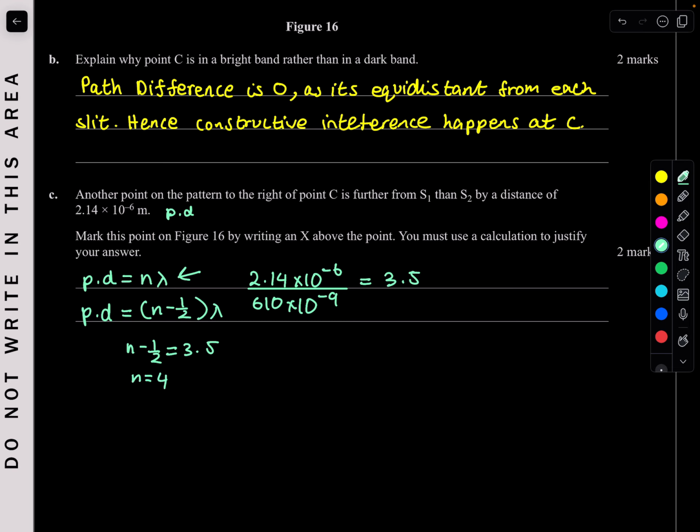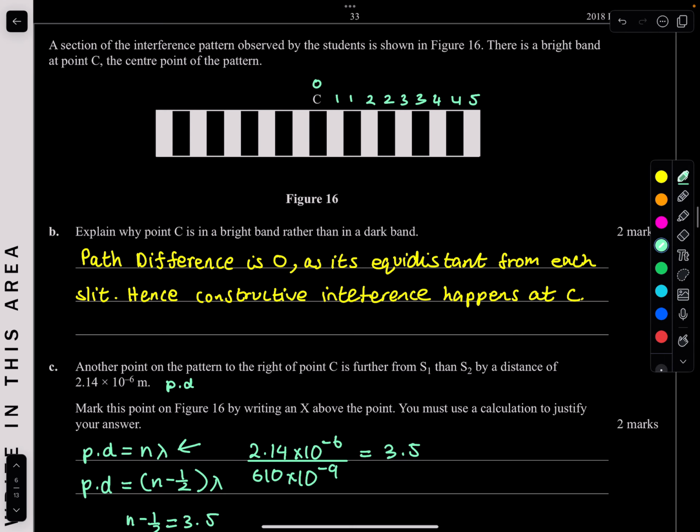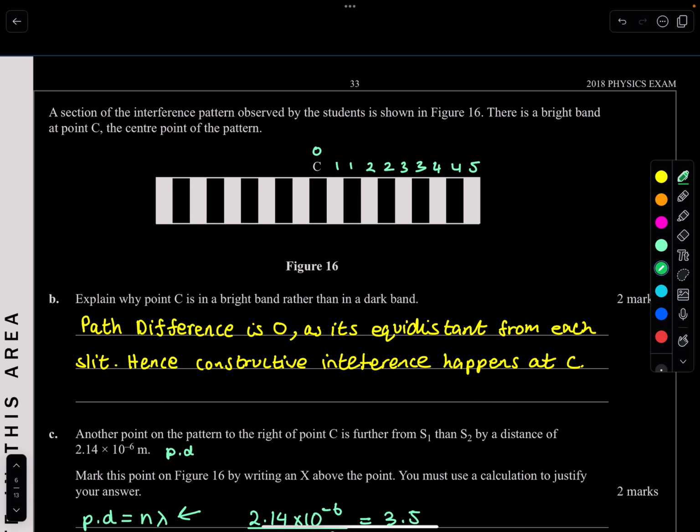N equals 4. So we know it has to be a dark band, and at n equals 4 it occurs. So if you want to remember, this is 0. So that's 1, 1, 2, 2, 3, 3, 4, 4, 5. It's a dark band, and it occurs at n equals 4. Basically, it has to be this one over here.